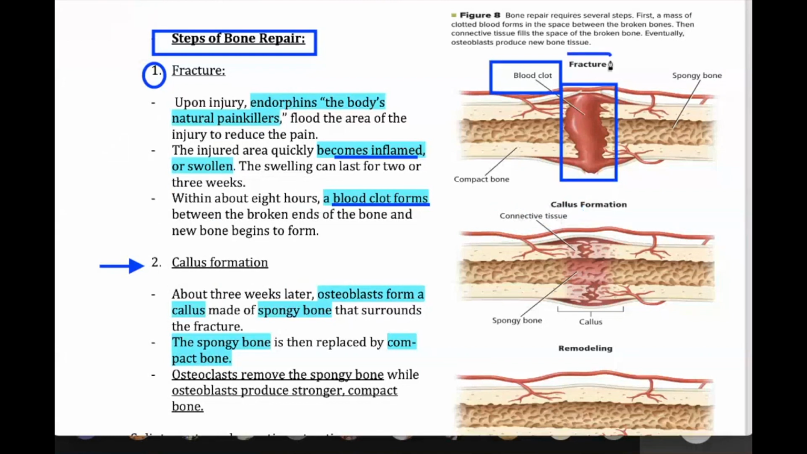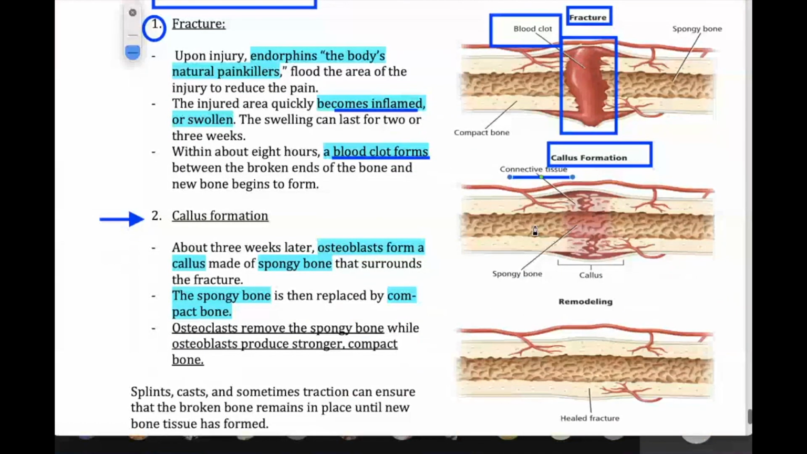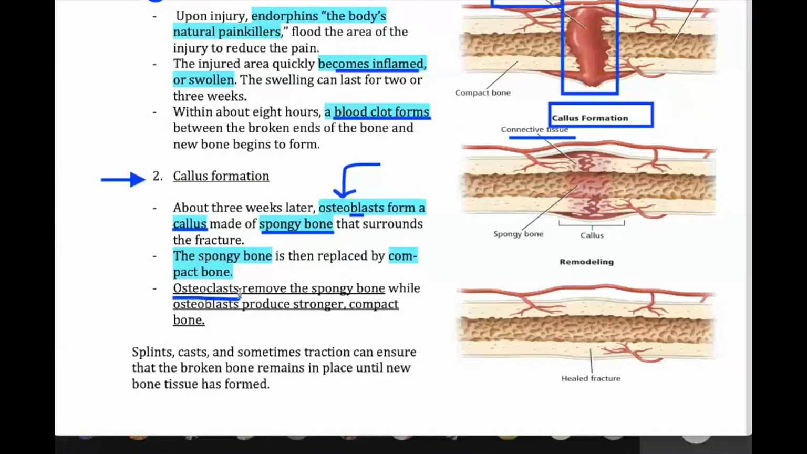So first step, what happens when there is a fracture? Second step, the connective tissue will cover most of the broken area, and this is called the callus formation step. It takes about 3 weeks to start this process. The osteoblasts, remember there is a B, form a callus made up of spongy bone, and later on, this spongy bone is replaced by the osteoclasts.